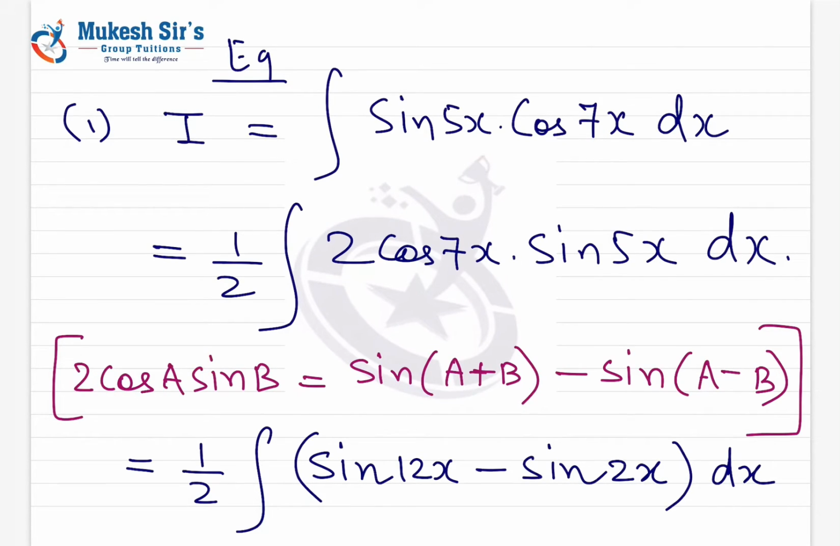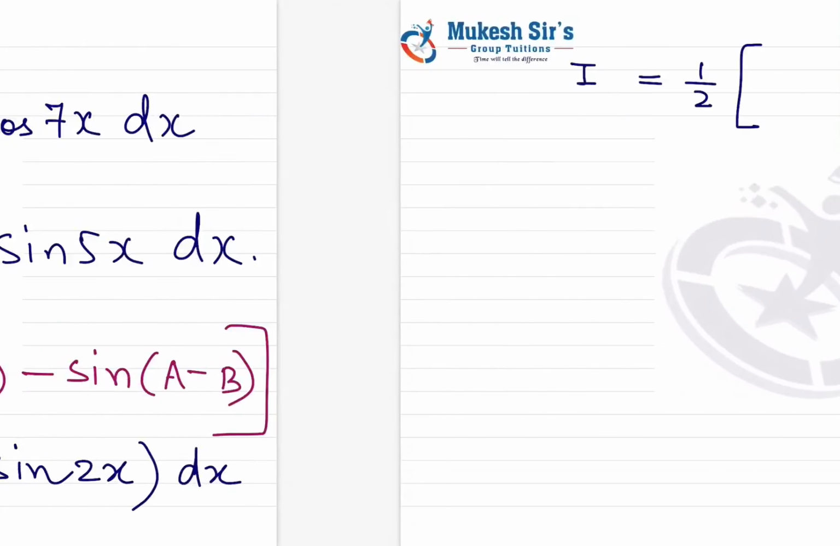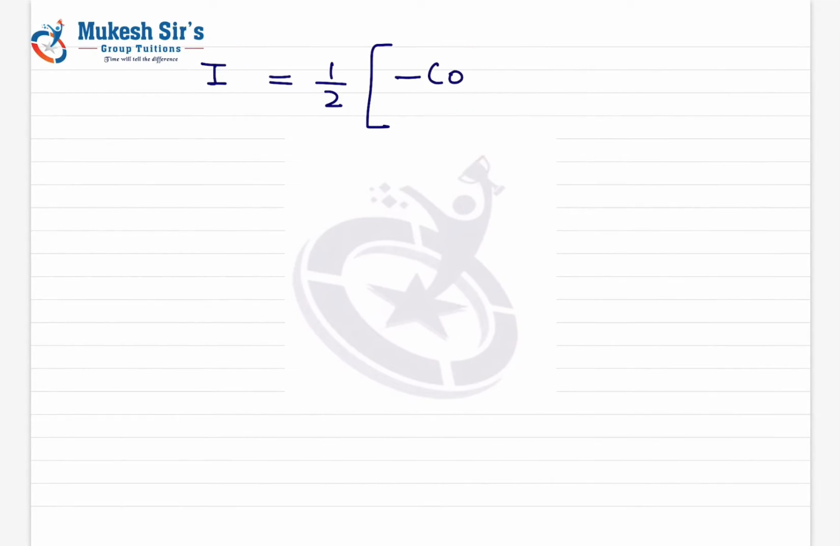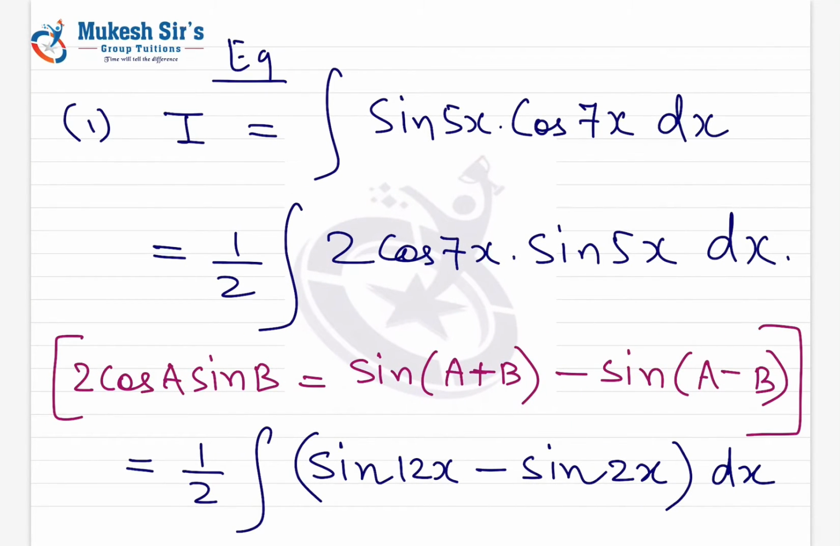Now you can integrate this. अभी दो साइन है जिनका बीच में माइनस साइन है, so you can integrate them. Sin x का integration is minus cos x, तो sin 12x का integration will be minus cos 12x upon 12, and sin 2x का integration will be minus cos 2x upon 2. So this becomes I is equal to half bracket minus cos 12x upon 12 plus, minus minus becomes plus, cos 2x upon 2, plus c. That's the answer. Clear?